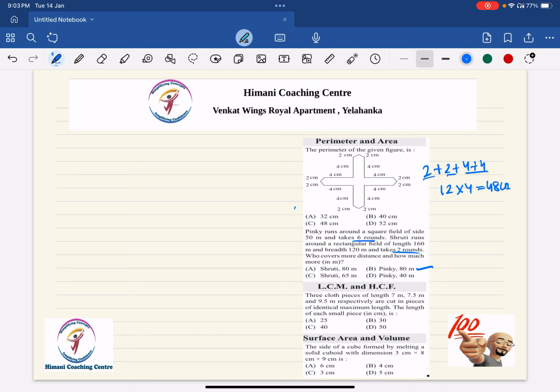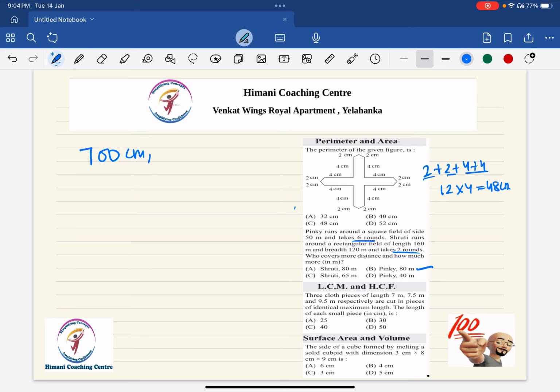Okay, students. Now let us move to the next question. It says three cloth pieces of length 7 meter, 7.5 meter and 9.5 meter respectively are cut in pieces of identical maximum length. The length of each small piece in centimeter is. So in this case, we have to find HCF of all the three cloth pieces. So let us take 7 meter, convert it into centimeter. In 1 meter, there is 100 centimeters. So 7 meter is 700 centimeter.